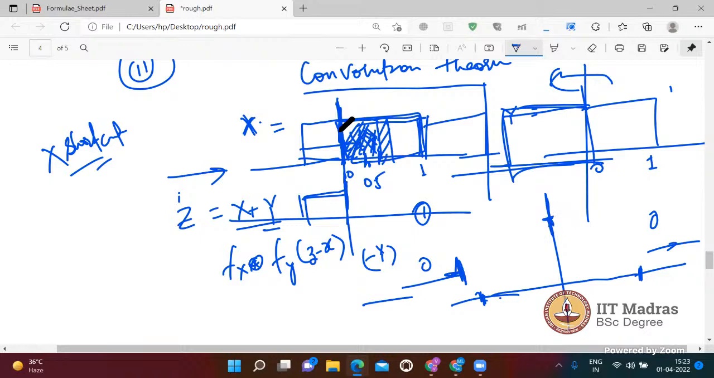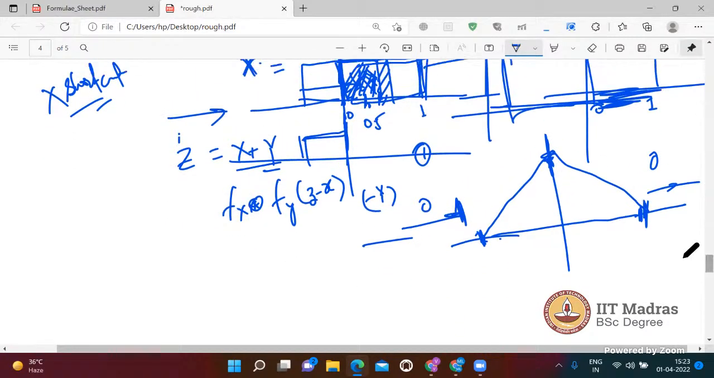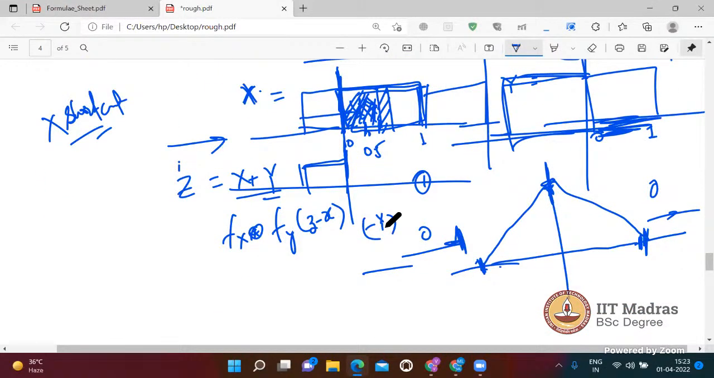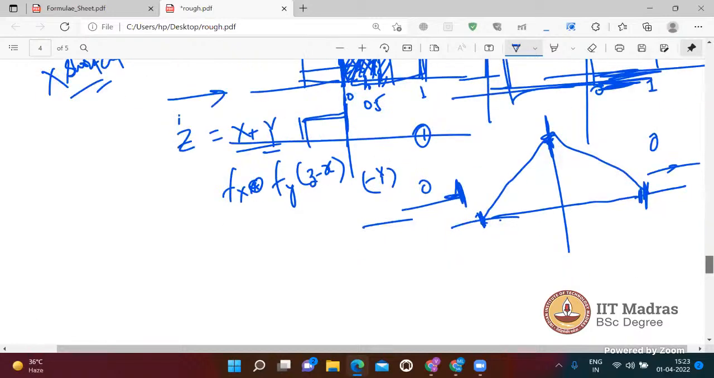Are you getting my point? Whenever the overlap is total, the area will be maximum, and whenever the overlap is lesser, the area will be lesser. That means this is a sort of triangular shape, and there is symmetry also, because both have the same length, 0 to 1 and 0 to 1. So this value you can calculate, and I'll tell you what it is. This is the proper method by which we generally solve convolution.